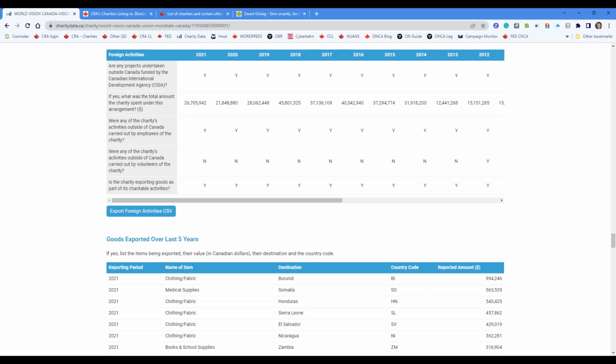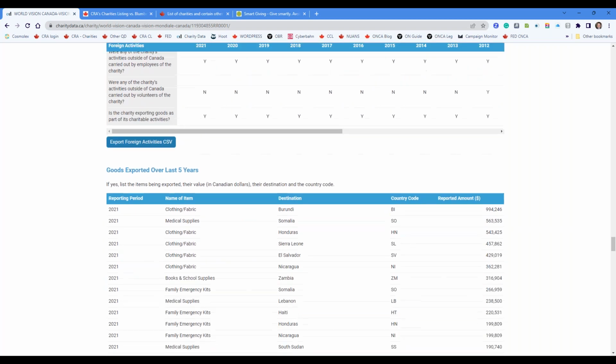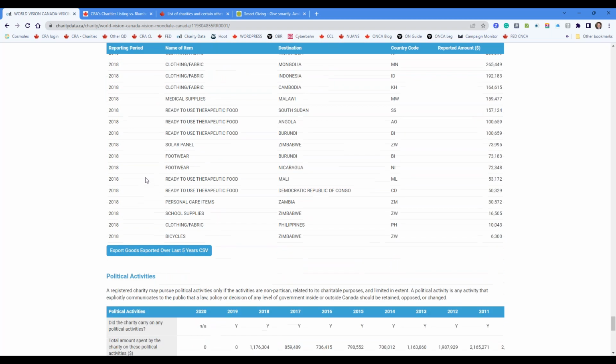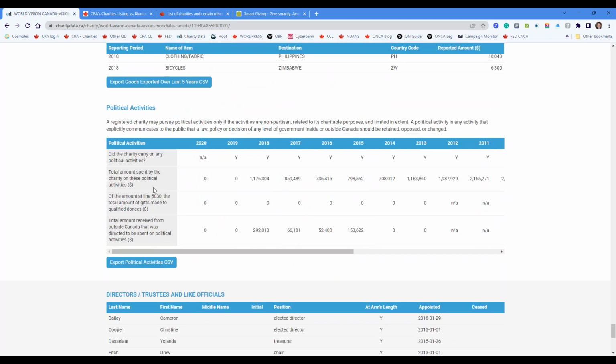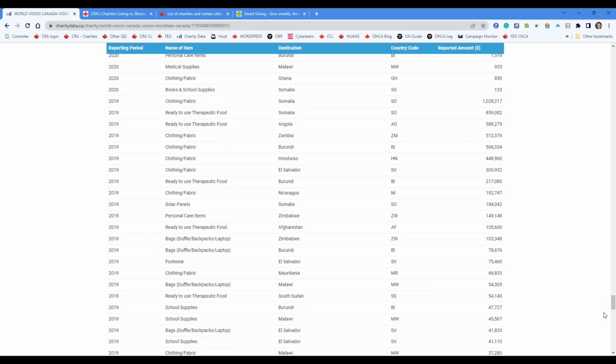Also, how much was given in terms of how much money came from essentially Global Affairs, and what was the value of these projects they were doing with Global Affairs. And then also, did they export goods around the world? And in this case, they did, so it lists that. And then also political activities, which are now, as of about 2019, not being asked about anymore. But did they do political activities in the past? So that's also listed there.